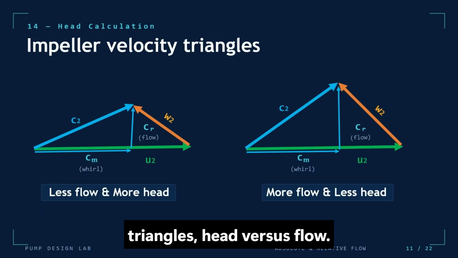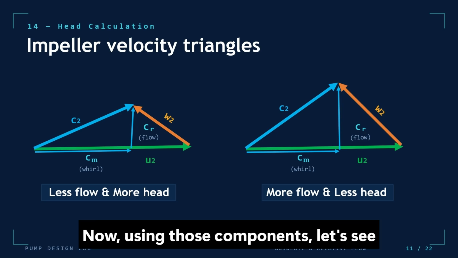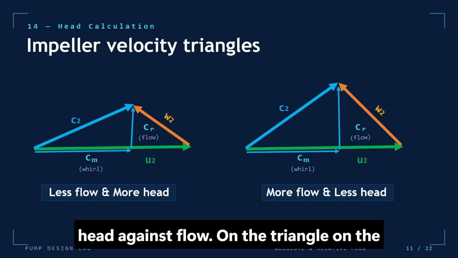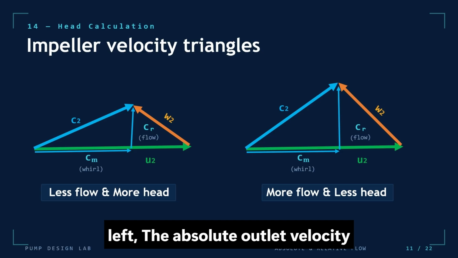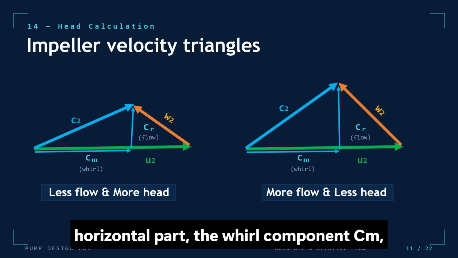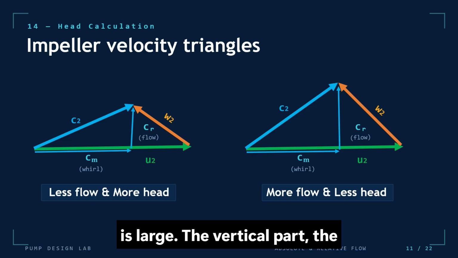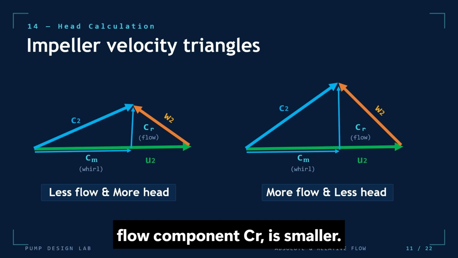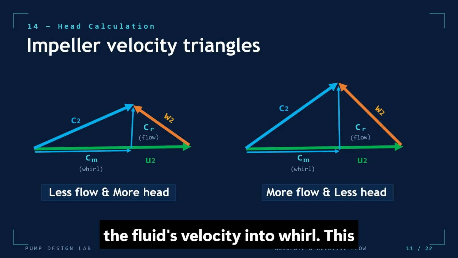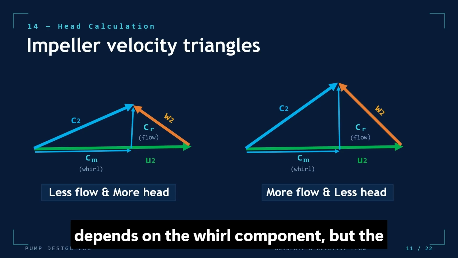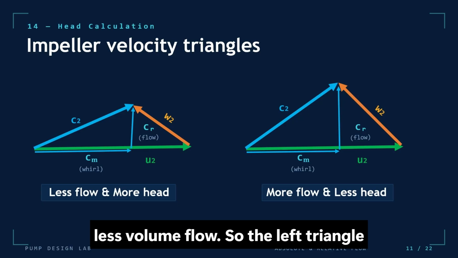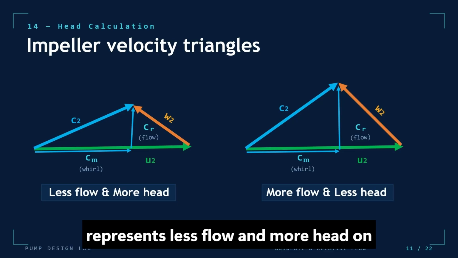Impeller velocity triangles, head versus flow. Now, using those components, let's see how the outlet velocity triangles trade head against flow. On the triangle on the left, the absolute outlet velocity c2 is tilted more horizontally. The horizontal part, the whirl component c theta, is large. The vertical part, the flow component c r, is smaller. That means the pump is putting more of the fluid's velocity into whirl. This gives more head, because the Euler head depends on the whirl component. But the radial component is smaller, so we get less volume flow. So the left triangle represents less flow and more head.